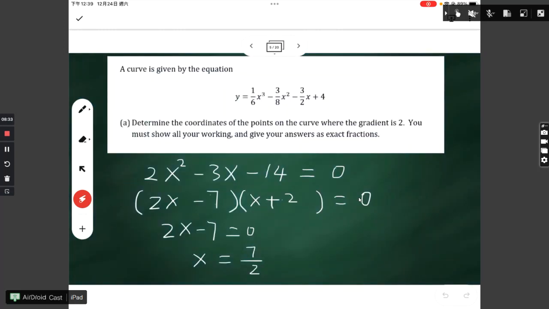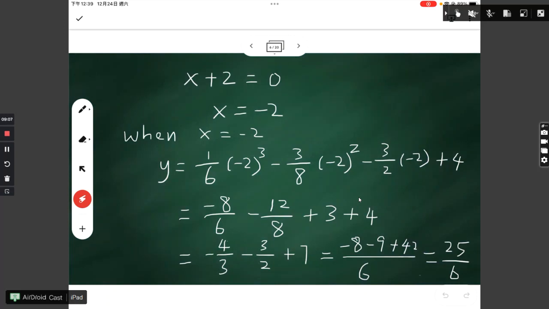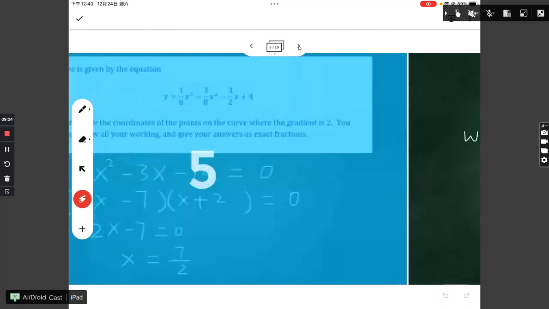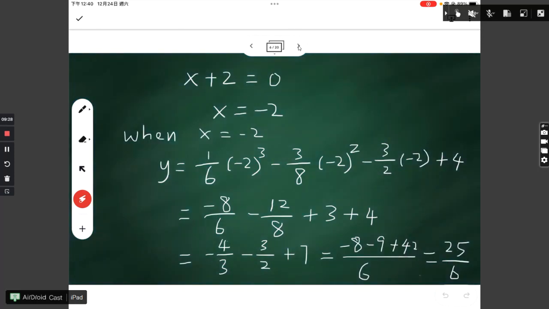This is totally solvable by factorization. Factorize this quadratic equation into two binomials. This is in fact equal to 2x minus 7 times x plus 2. When this is 0, you have 2x minus 7 equals 0, so x is equal to 7/2. And x plus 2 equals 0 gives x equals negative 2. So you have these two roots: one root is x equals 7/2, the other one is x equals minus 2.